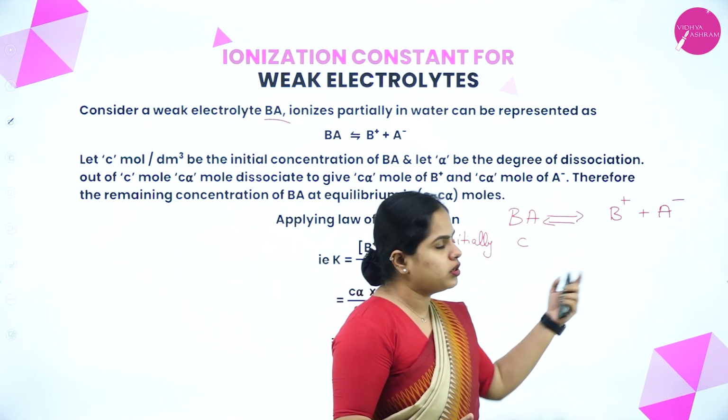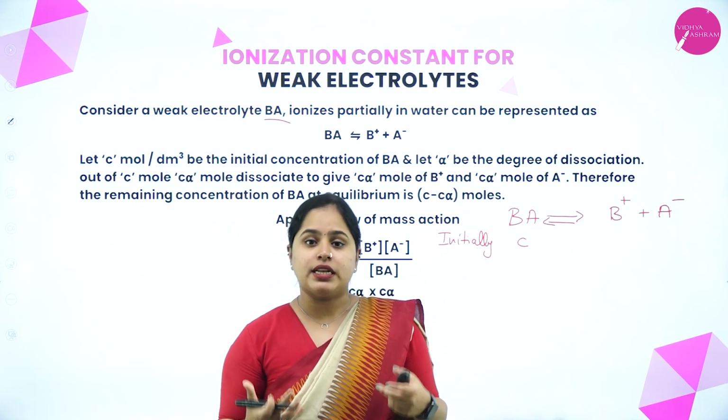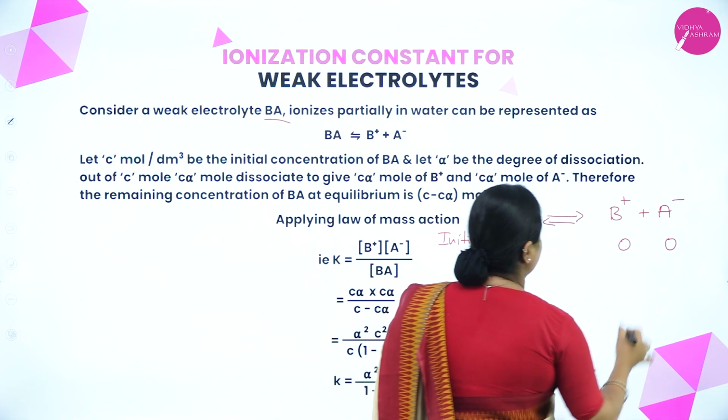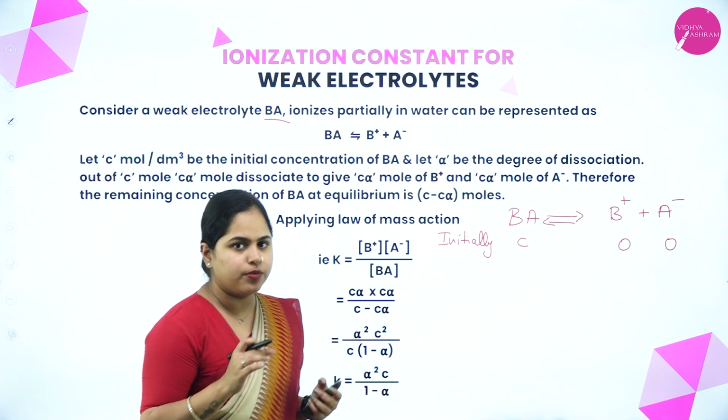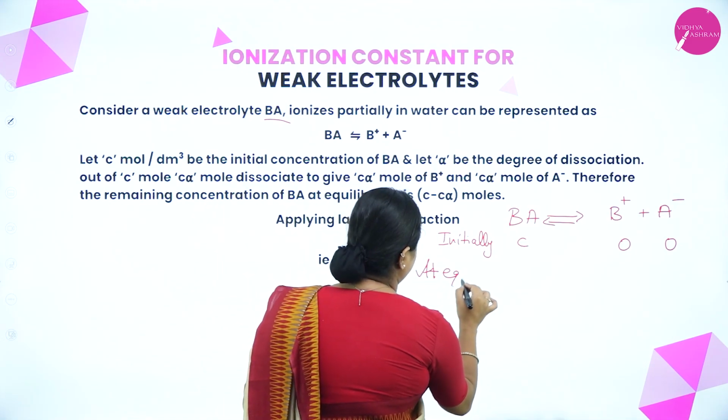So, what will be the concentration of B plus and A minus then? Will there be any concentration? No, right? Initially, before starting the reaction, it will be 0 and this also will be 0. This is initially. Now, at equilibrium, we are going to consider at equilibrium.